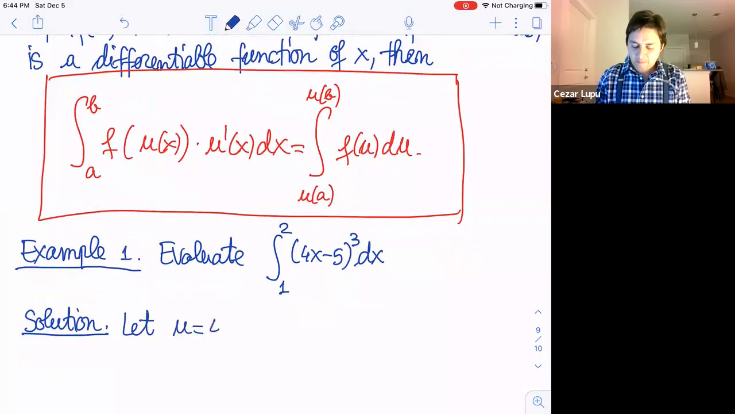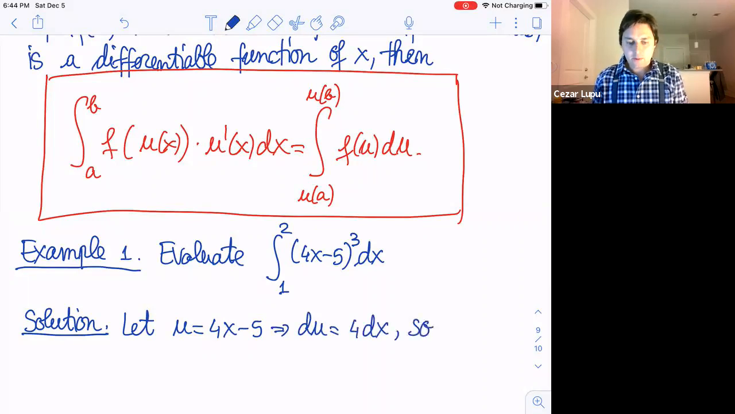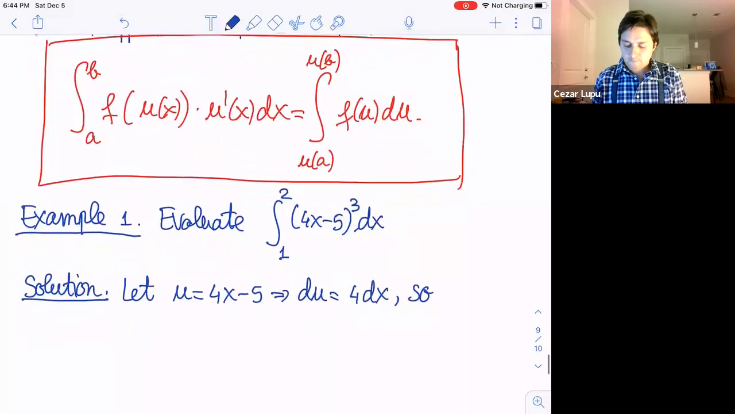So let u be 4x minus 5, right? So here we have that du is 4 dx. So our integral, we should be careful now. So dx is du over 4. Okay, let's write it like this. All right.